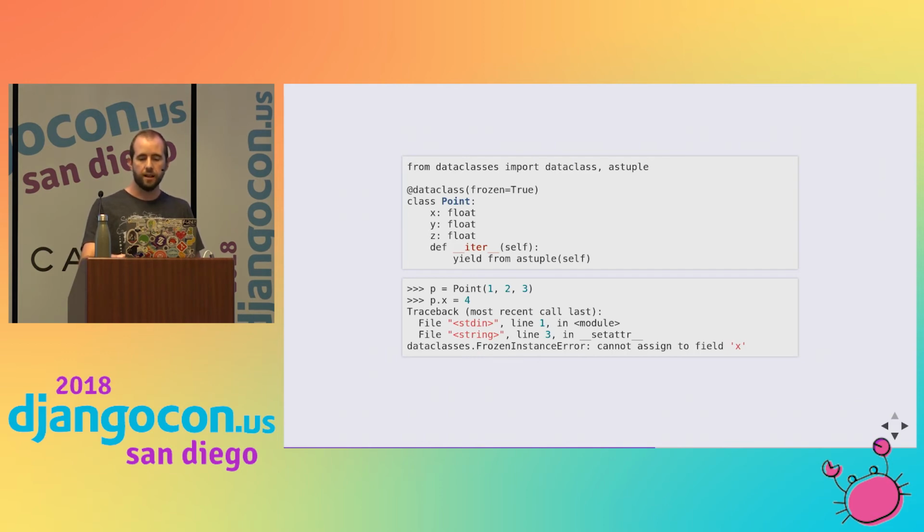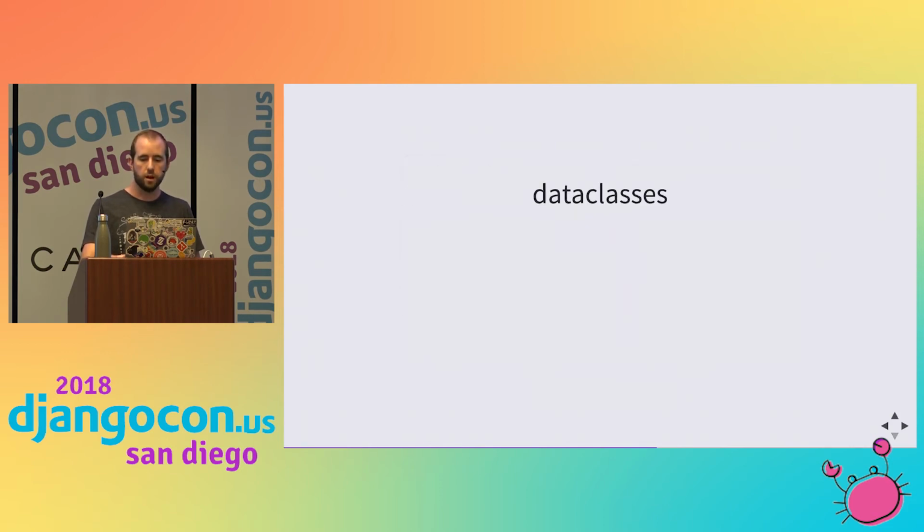Now, I said that data classes is built in to the Python standard library. What I meant by that is that it's built into Python 3.7. Who is using Python 3.7 in production? Your production server, okay. That's a good number of you. That's about 20%, I think, maybe, rounding up. Notice I'm not raising my hand. I'm not using Python 3.7 in production at the moment.